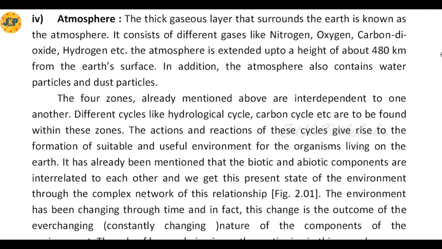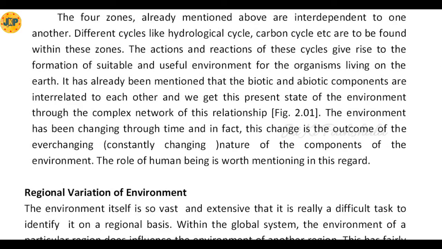The four zones already mentioned above are interdependent on one another. Just now we have discussed the four zones where different types of environmental components are found. Although these four zones have their own characteristics, they are interdependent. That means they are closely related. That means these four zones are interrelated, linked to one another.